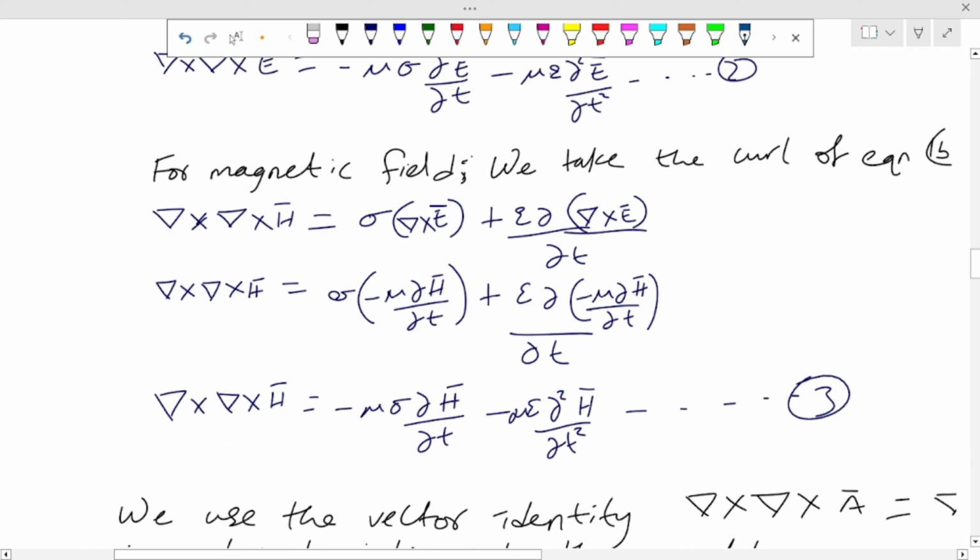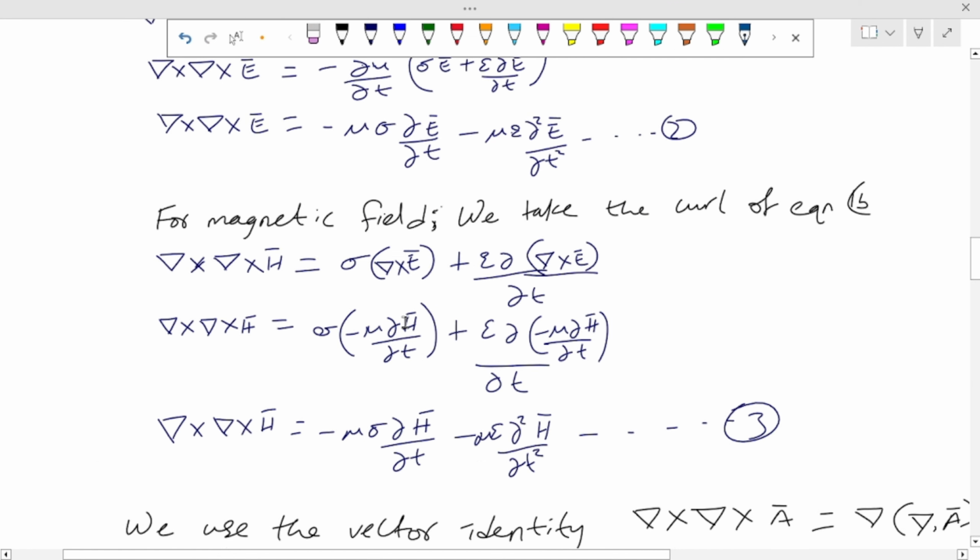Now look at the wave equation for electric and magnetic field. They are both the same, just a difference in vector notation. Electric field, electric field, electric field. Magnetic field, magnetic field, magnetic field. The rest of the things are the same.